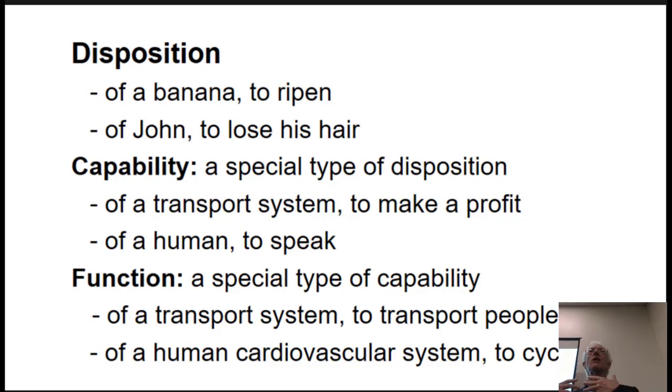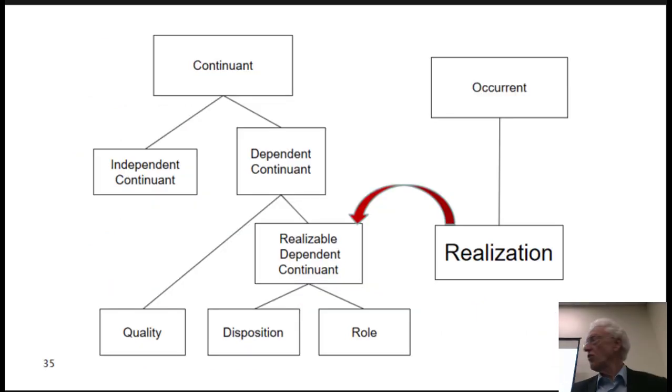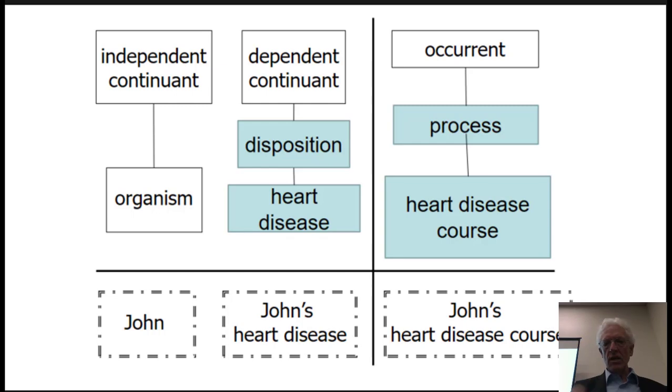Now, there are two ways to make things. One way is by design. The other way is by evolution. So my heart has a function of pumping blood. It was built to do that by evolutionary processes. All right, and then every realizable dependent continuant has a certain type of process, which is its realization process. Transporting people, draining the house, and so on.